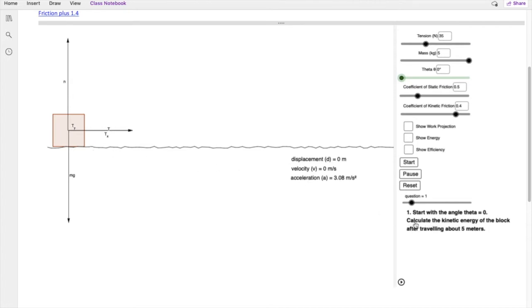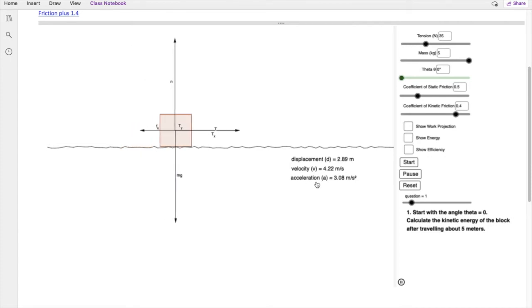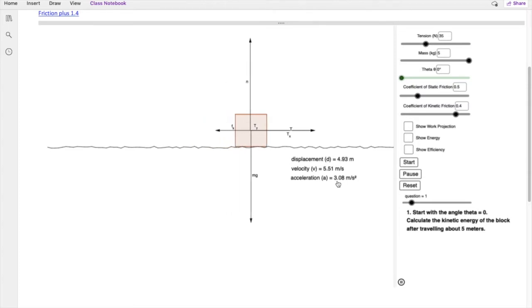So for our first question, calculate the kinetic energy of the block after traveling about 5 meters. So we'll press start. And we can see here the displacement, d, in meters, the velocity, v, in meters per second, and the acceleration, a, 3.8 meters per second squared.